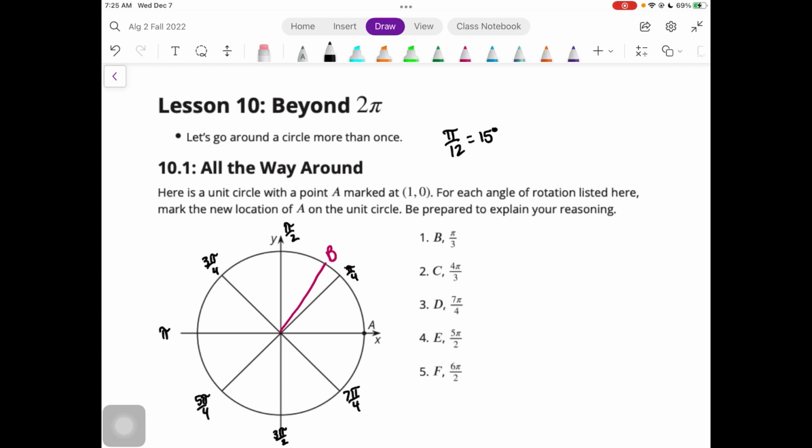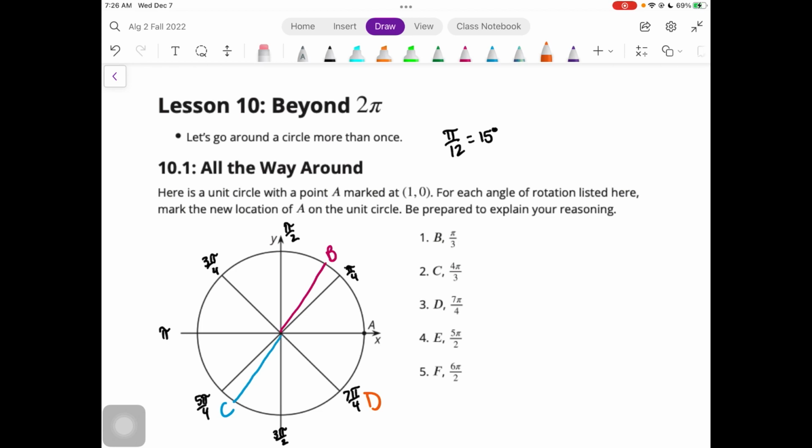All right, so let's take a look at C. C is 4 pi over 3. Well, we had 1 pi over 3 here, and then 2 pi over 3 goes to about there. This would be 2 pi over 3. And then 3 pi over 3. So then 4 pi over 3 would land right about there. So 4 pi over 3 would be about there, and that was C. Number 3 is D, 7 pi over 4, which we already labeled. We already said that one because we went through and labeled all of our pi over 4s.